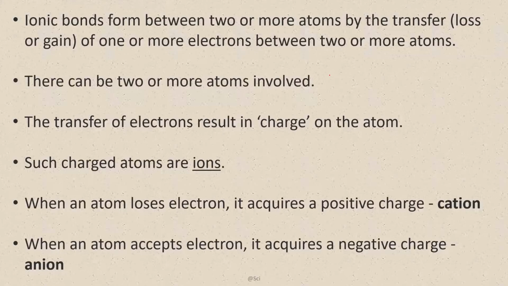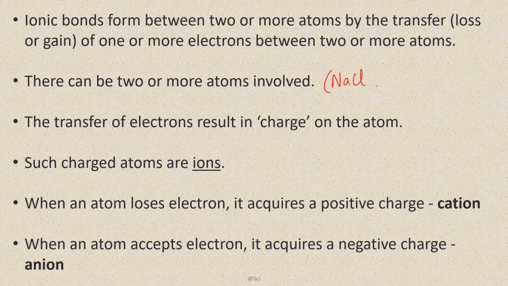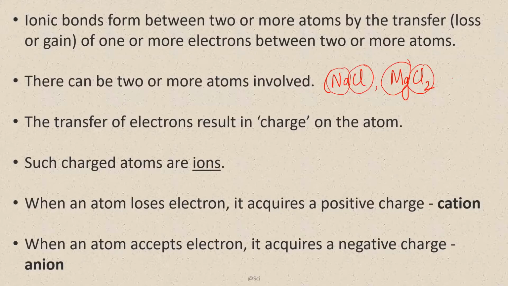We know an example, which is NaCl, common salt or table salt that we use. Here there's only one sodium atom and one chlorine atom. But then there is another salt, magnesium chloride, where you will see one magnesium and two chlorine atoms. So there can be two or more atoms involved. The transfer of electrons results in a charge on the atom.